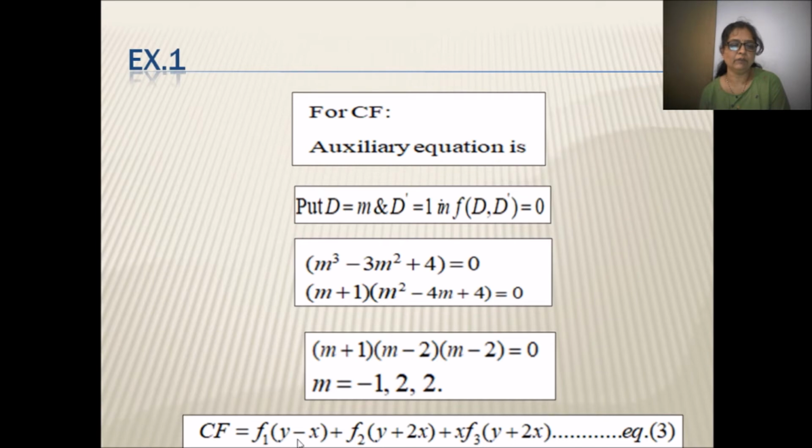Here f1(y plus m1x), m1 is -1, therefore y minus x, plus f2. Now here the roots are repeated, equal. Therefore f2(y plus mx), m is equal to 2, plus x f3(y plus 2x). In this way we write down the CF of this equation.